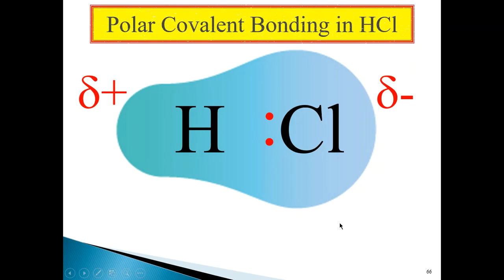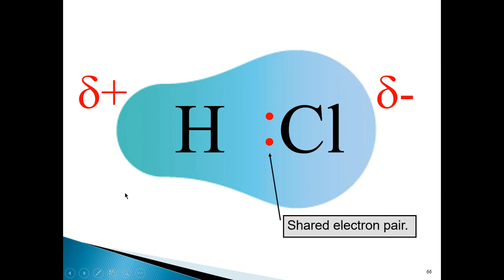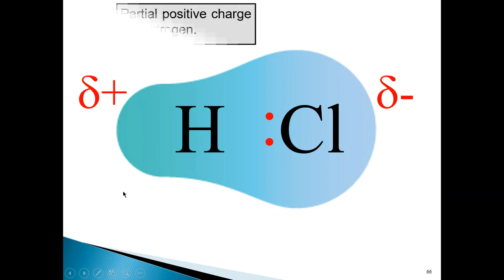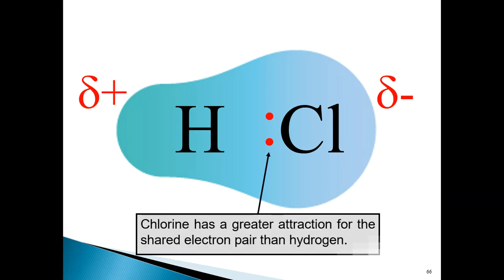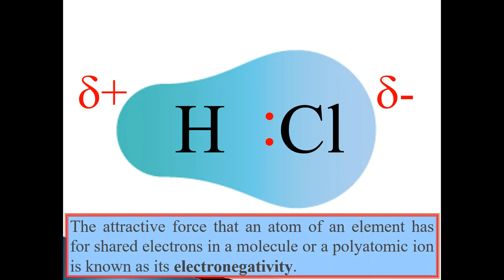All right, so an example of a polar covalent bond is one that exists in the molecule HCl. The chlorine atom is more electronegative than the hydrogen, and therefore the electrons that are shared would spend more time on average around the chlorine atom, more so than the hydrogen. And as a result, there's a partial negative charge on the chlorine and a partial positive charge on the hydrogen. All right. So that's basically what a polar bond looks like. All right.